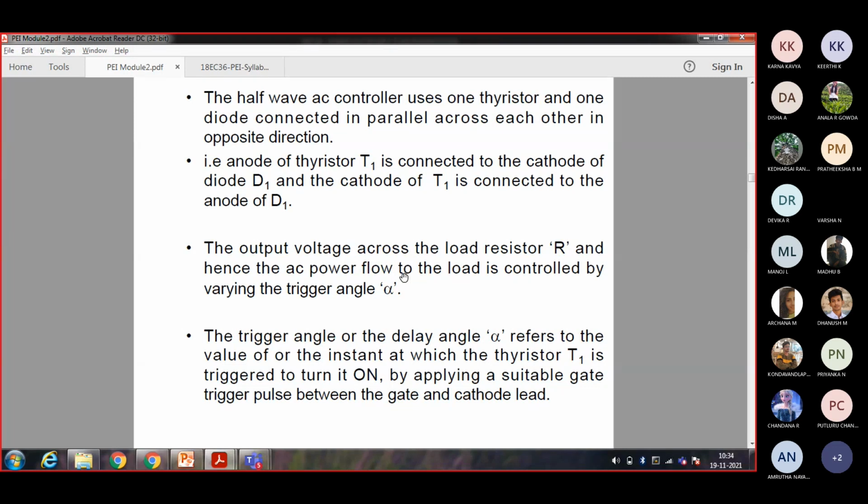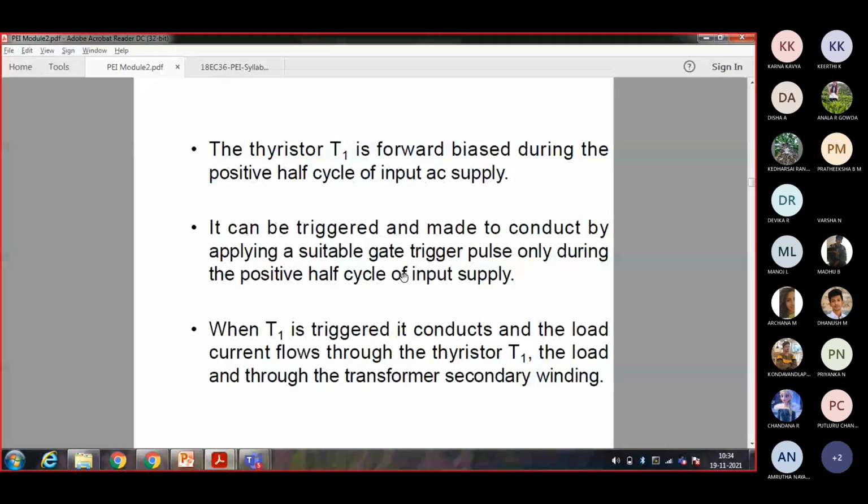That is where your triggering angle comes into place. Thyristor T1 is forward biased during the positive half cycle of the input AC supply. That is correct. It can be triggered, made to conduct, by applying a suitable gate trigger pulse only during the positive half cycle of the input supply. When T1 is triggered, it conducts and the load current flows through the thyristor T1, the load, and also through the transformer secondary winding.